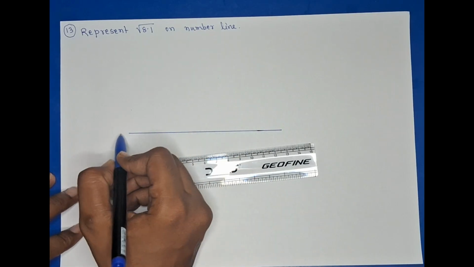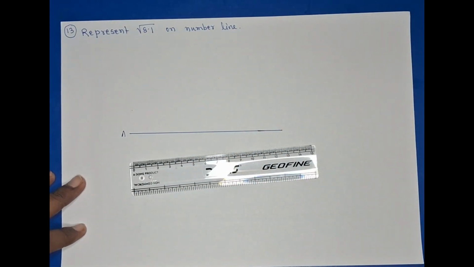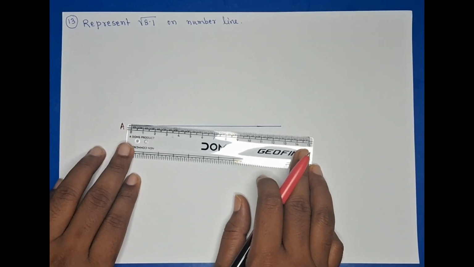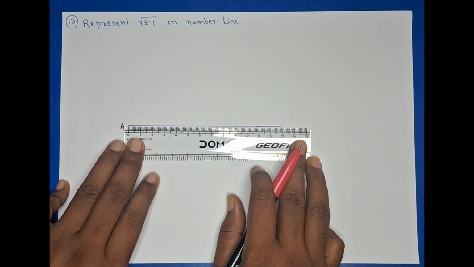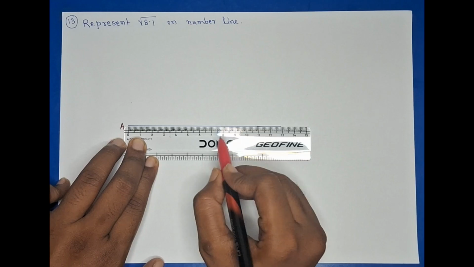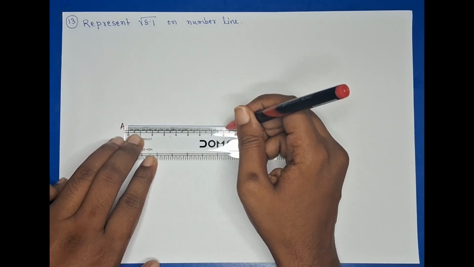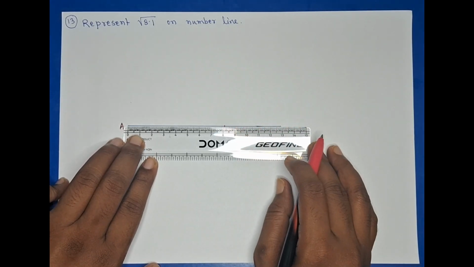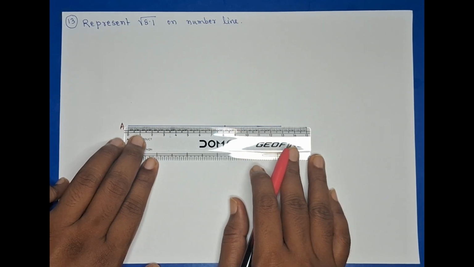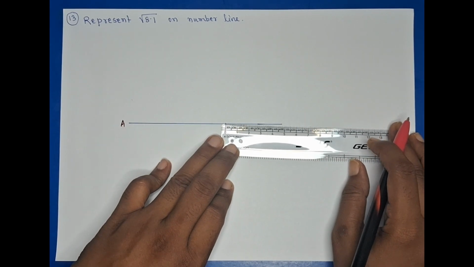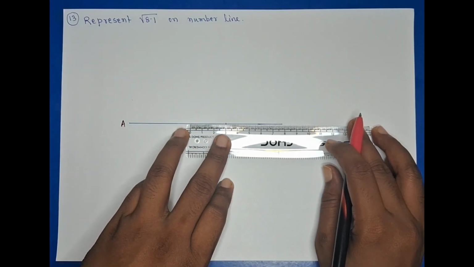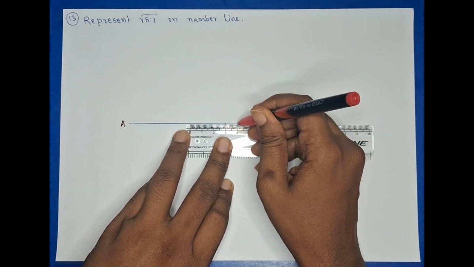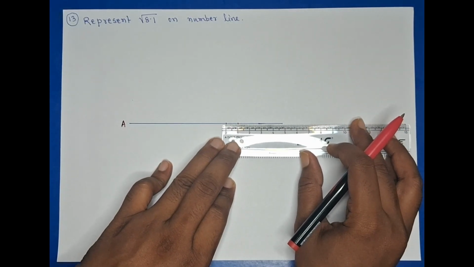Let us mark it as point A, and from here we will take 8.1 centimeter. This is 8 and then comes 8.1, right? Then from that 8.1 we will take another 1 unit. From here to here it is 1 unit. Okay, see, this is 1 unit.